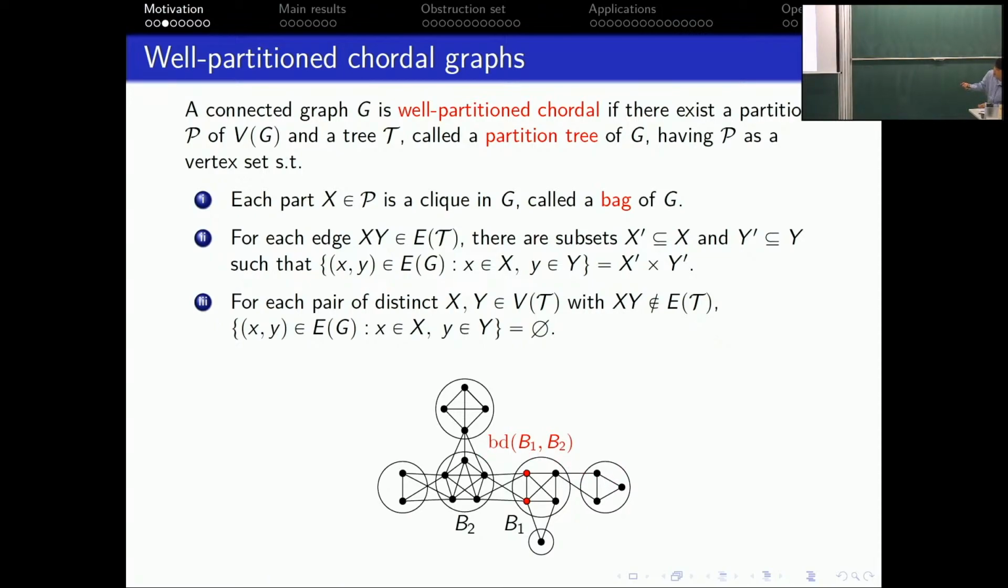Additionally, I will use the notation BD(B1, B2), which means the boundary of B1 into B2, the set of vertices of B1 that have neighbors in B2. In B1, these red vertices, can you see the color? These red vertices are the only vertices that have neighbors in B2. So I will denote by BD(B1, B2) the boundary of B1 into B2. And a general graph G is well-partitioned chordal if all of its components are well-partitioned chordal. Any questions?